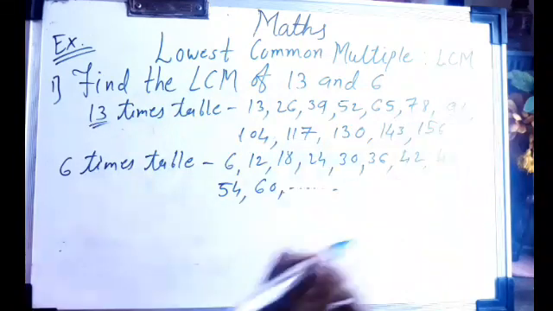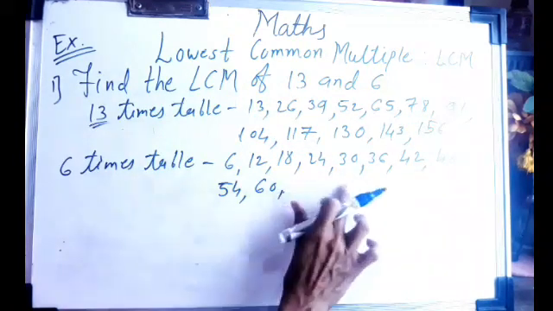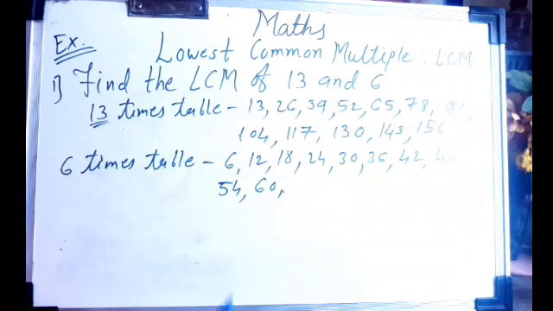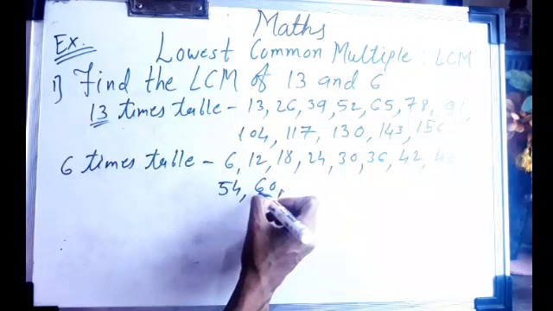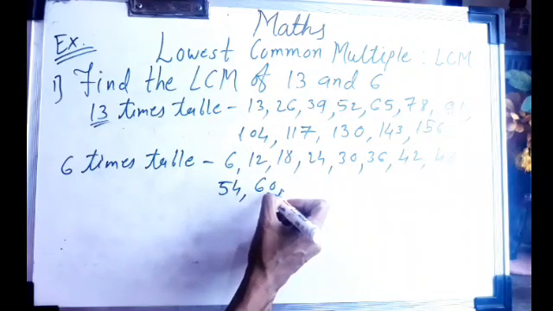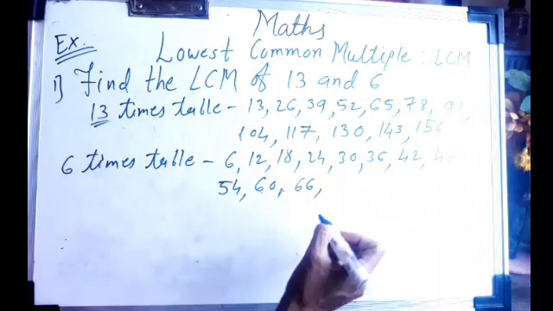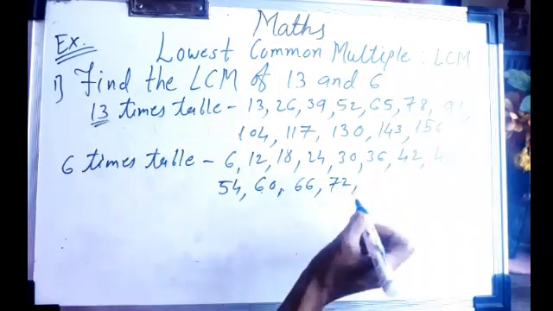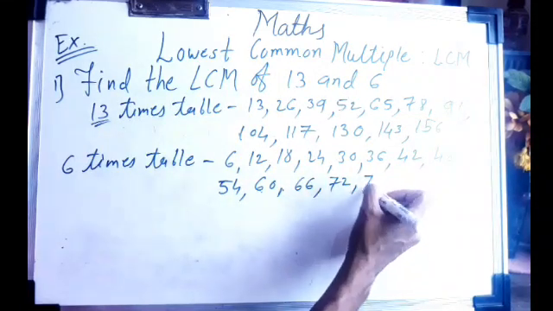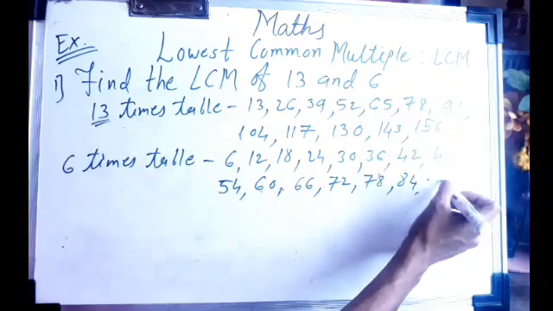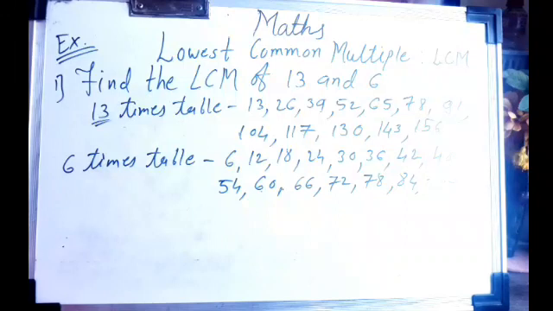Is there any common multiple still? No. So here also I need to extend the table of 6. So what do I do? I have to add 6 each time. 60 plus 6, 66. 66 plus 6, 72. 72 plus 6, 78. 78 plus 6, 84. And just so on. Now, is there any common multiple?